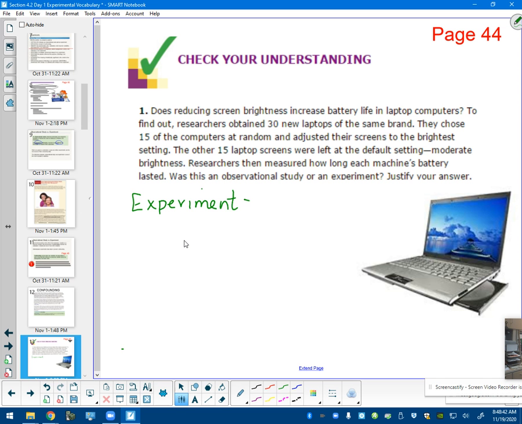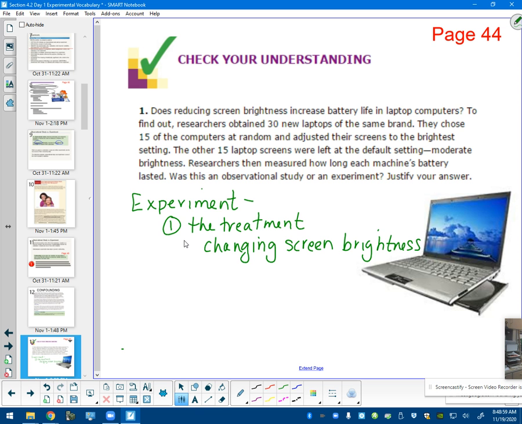And there's really a couple reasons. Number one is the treatment, which was changing screen brightness, occurred. Is there two R's in occurred or two C's or what? What is it? Who knows? Okay. So that's the reason I know it's an experiment.